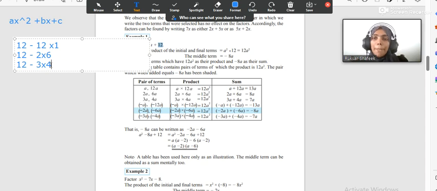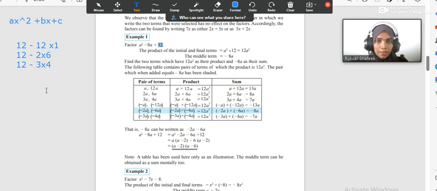Now I need to pick one of these where if I add or subtract, it has to give me a negative 8. The question has negative 8a, the second term, or basically the B term. Now what would give me a negative 8? If I look at 12 and 1, 12 plus 1 is 13, 12 minus 1 is 11. So I can just cut it off. I know this is not going to come in.